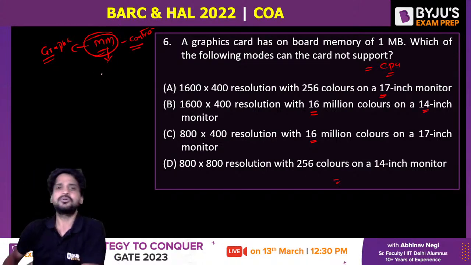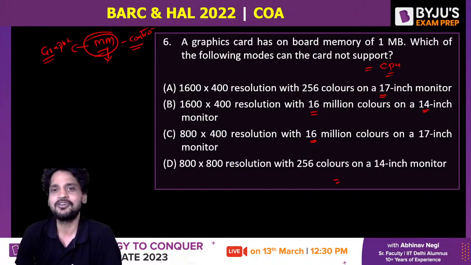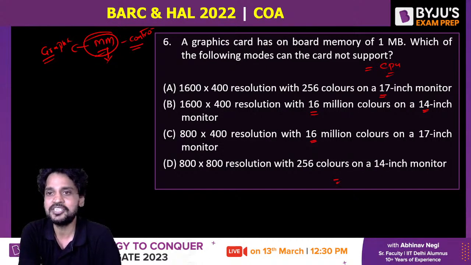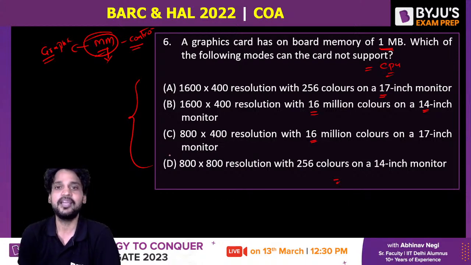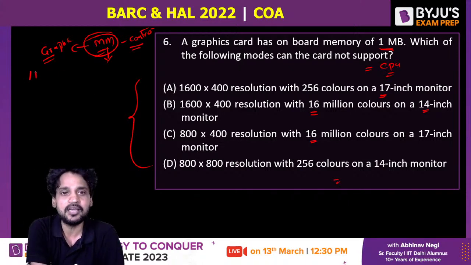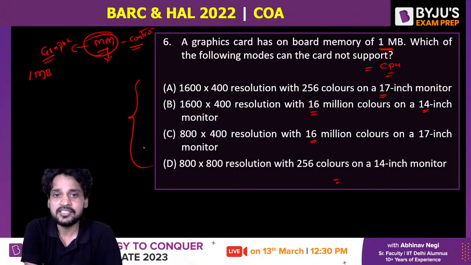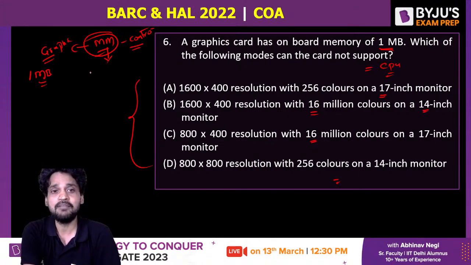So how to solve this question? It is simple, as I told you. You don't need to brush up any concepts. It's a simple common sense question. The graphic card has an onboard memory of 1 MB. Which of these modes would the card not support? Here the available graphic memory is 1 MB. Any resolution must be well under 1 MB. If anything crosses 1 MB, that isn't supported.